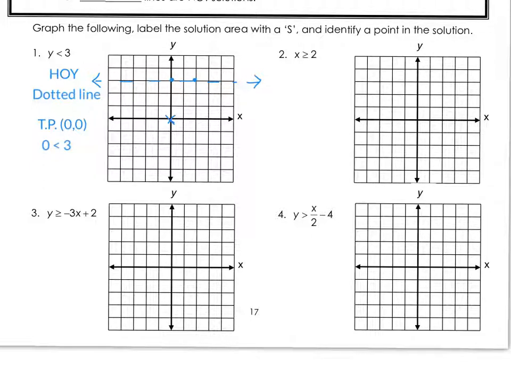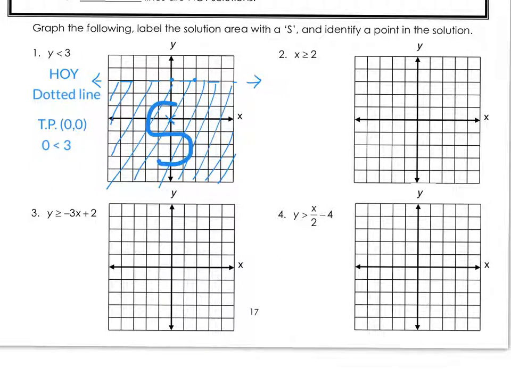I get 0 is less than 3. And in this case, I don't have to worry about solving anything or combining anything. It's just 0 is less than 3. Is that true? Yes, it's true. So that means that I'm going to shade towards where 0, 0 is. So everywhere below this line is a part of the solution. And then I'm going to put an S here because we always mark our solution region with an S, saying that this is where all of my solutions live.